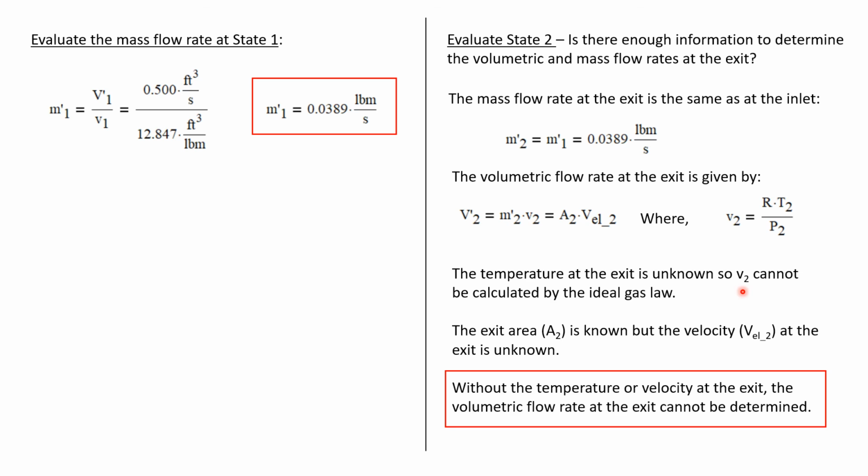So that leaves V2 unknown, and that means I cannot use this expression here to calculate the volumetric flow rate at the exit. How about this expression? The volumetric flow rate is just area times velocity. Well, the exit area is known. It's the same as the inlet area, but the velocity at the exit is not known. And without the specific volume, I can't calculate the velocity. So without the temperature or velocity at the exit, the volumetric flow rate at the exit cannot be determined.